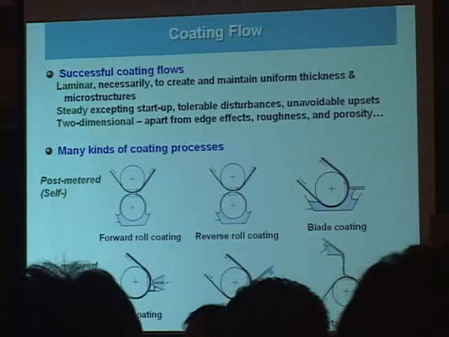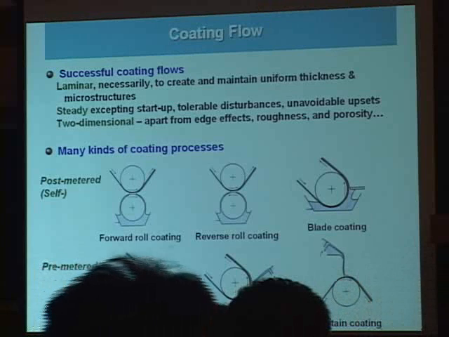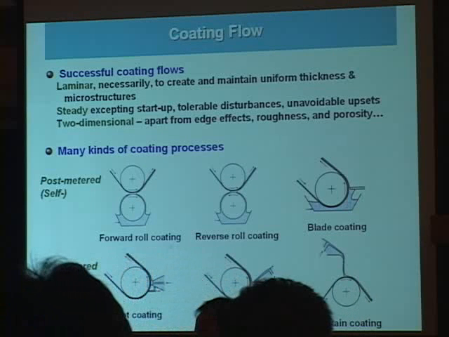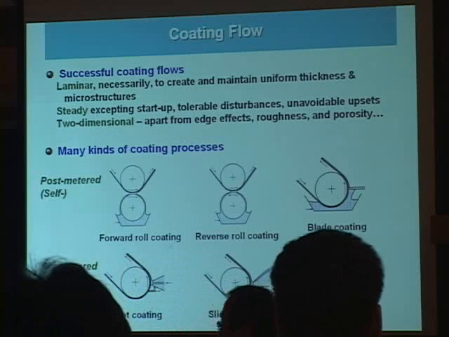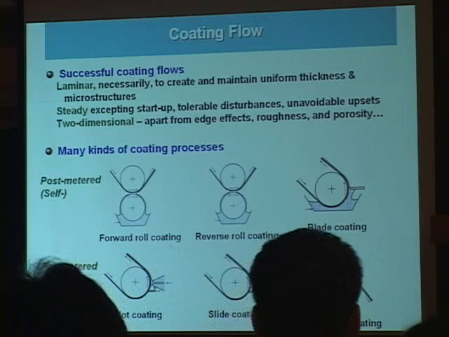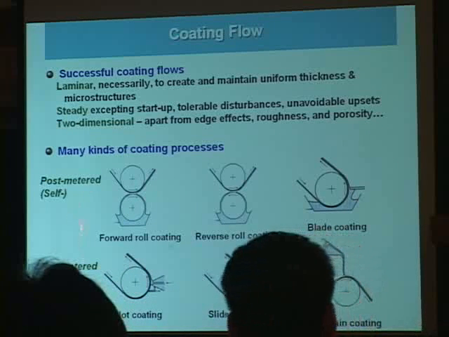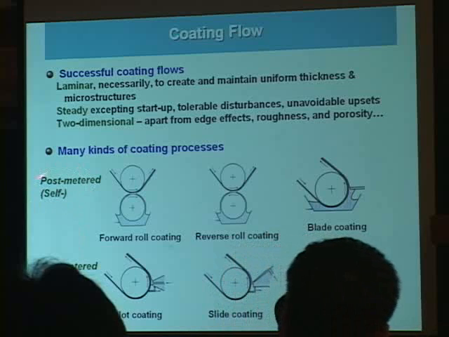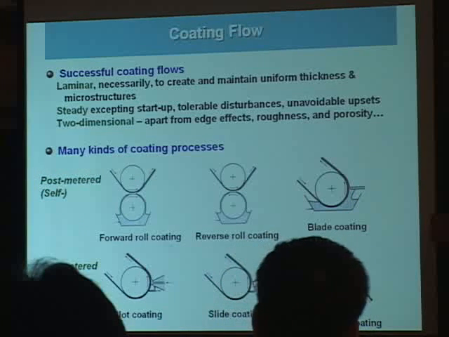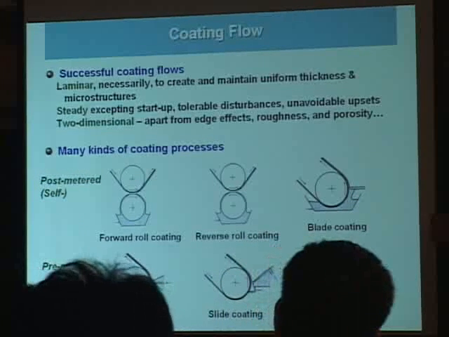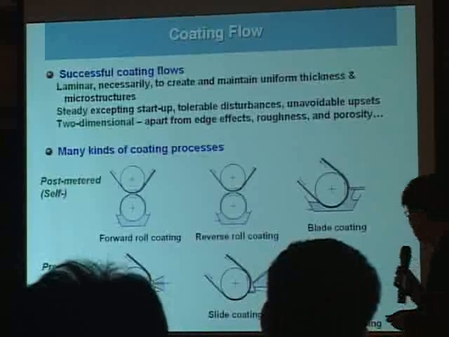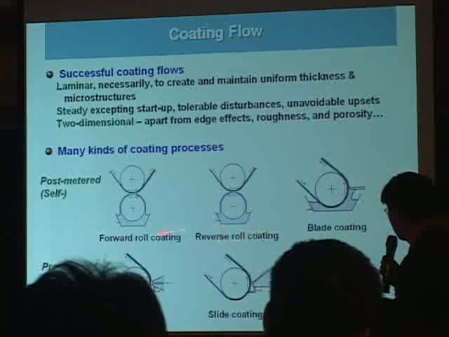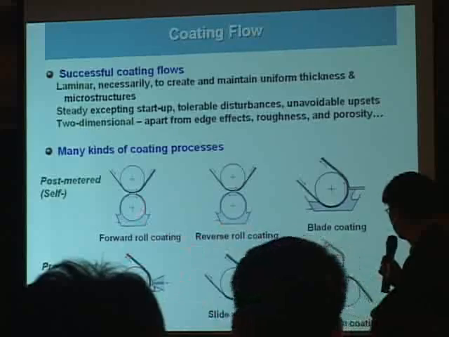Simply speaking, in the pre-metered coating processes, the coating layer thickness is accurately determined by the flow rate and web speed condition. Whereas in the self-metered coating processes, the coating layer thickness is determined by the coating method itself. So this talk includes the roll coating and the slide curtain coatings.